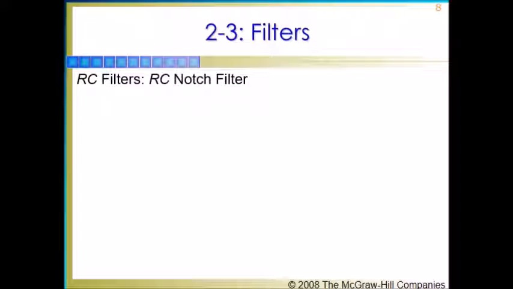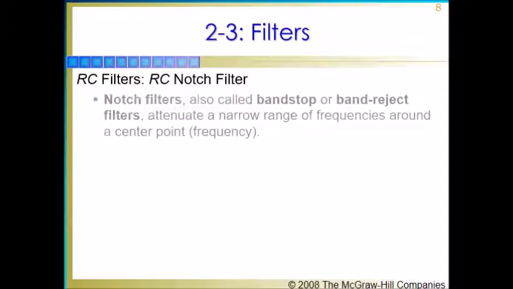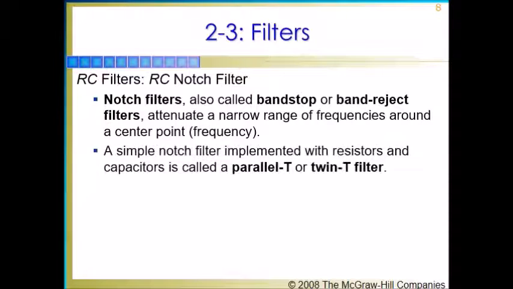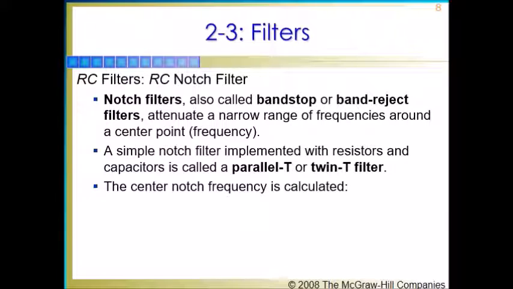Another kind of RC filter is the RC notch filter. Notch filters are also called band stop or band reject filters. Notch filters attenuate a narrow range of frequencies around a center point frequency. A simple notch filter implemented with resistors and capacitors is called a parallel T or twin T filter. The center notch frequency is calculated by the formula F notch is equal to 1 over 2 pi RC.